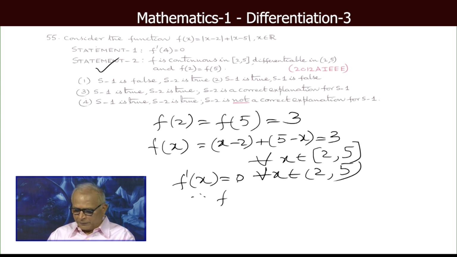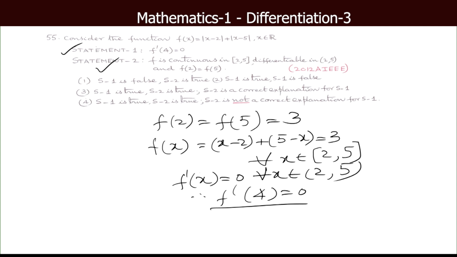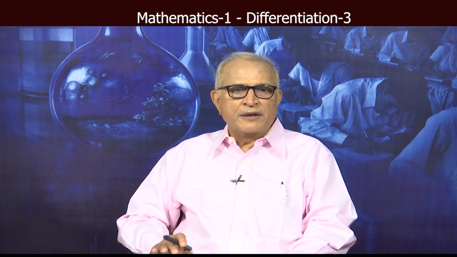Therefore, f dash 2 to 4 being an interior point, 4 is a member of (2, 5), f dash 4 is 0. So, this is the reason why statement 1 is also correct. But you cannot say that statement 2 leads to statement 1, because statement 2 only says that f dash vanishes at least once for some point in the open interval (2, 5). That need not be equal to 4.